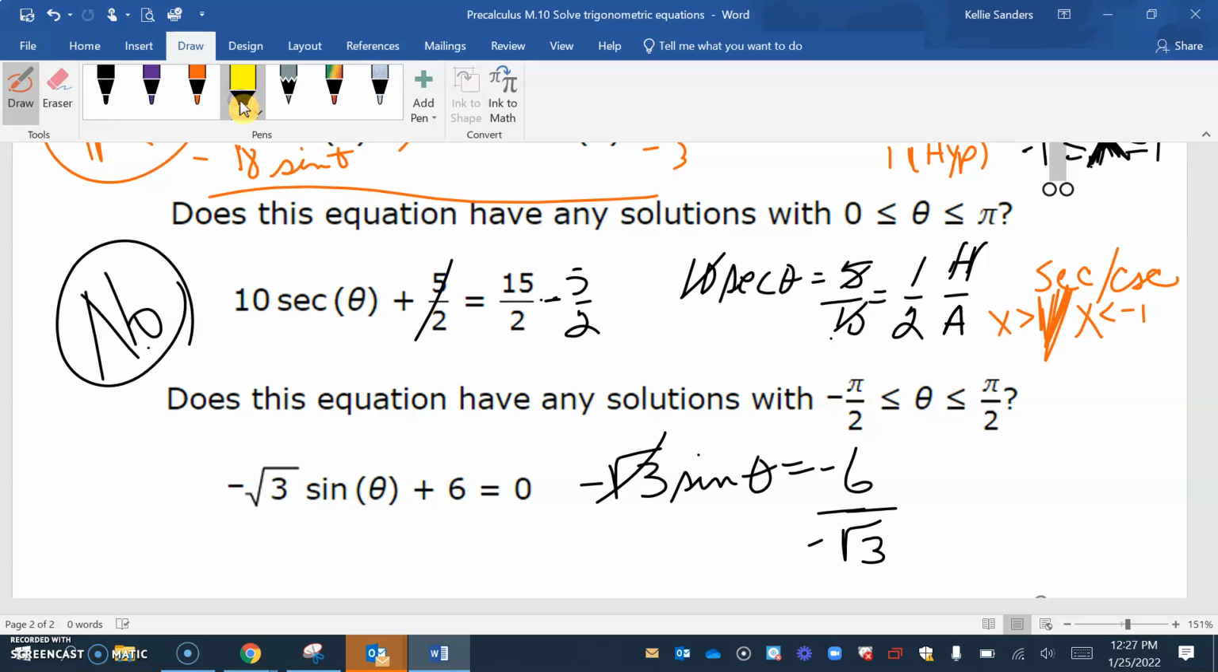And sine, even though this would be a plus plus, you can go ahead and simplify this, but the square root of 3 is obviously smaller than a 6, and if you're doing sine or cosine, the top number always needs to be smaller than the bottom number, or it's not possible to do. So this does not have any solutions either.